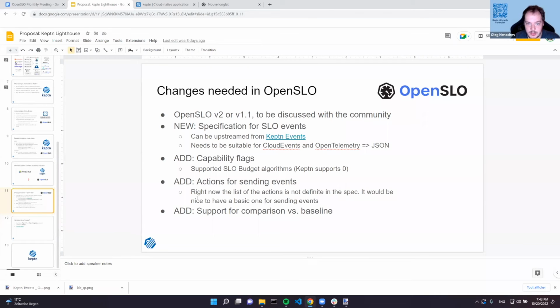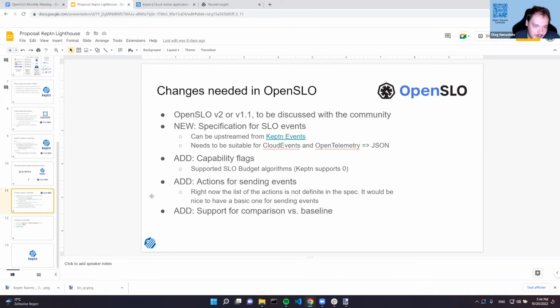And what I was talking about before is capability flags. For example, providing an opportunity for a service to say which SLO budget algorithms it supports. OpenSLO currently has 3, and Captain has 0, so it would be one of the gaps.